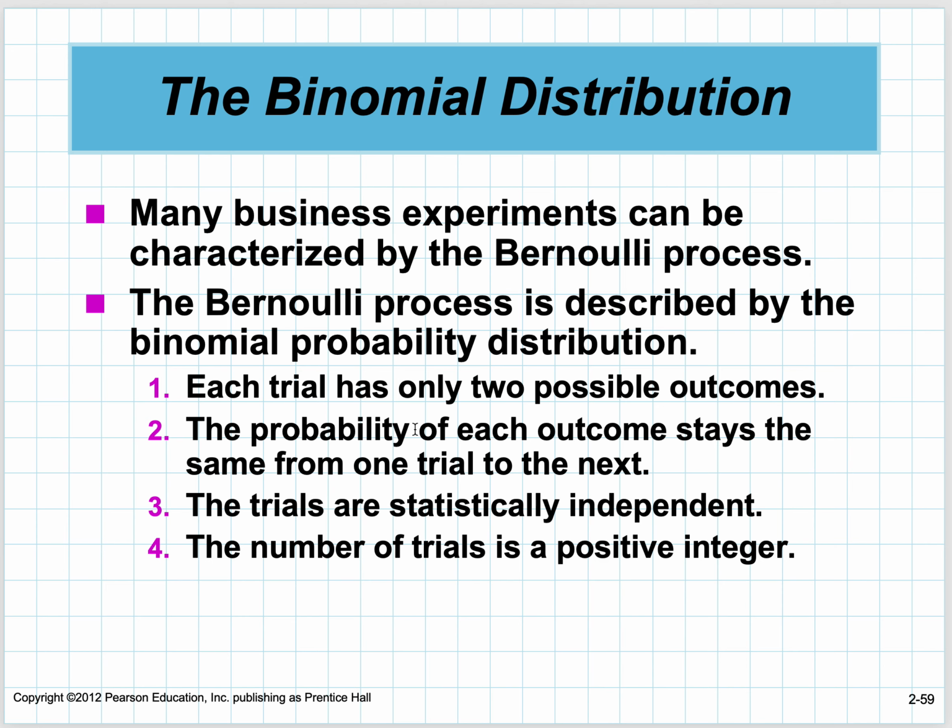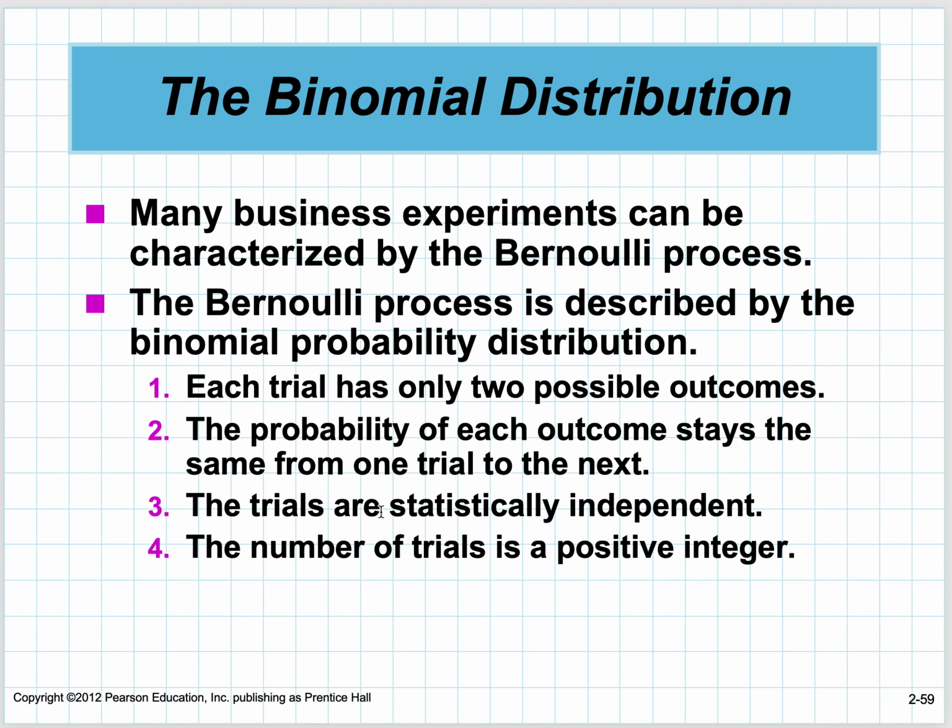The probability of each outcome stays the same from one trial to the next. If I flip a coin, the probability of getting a head is always 1/2. It does not change from trial to trial. The probability of finding an item being defective is going to be whatever the defect rate is of the entire production run. So in the sample that you've taken from that entire production run, the defect rate is going to be the same, trial to trial.